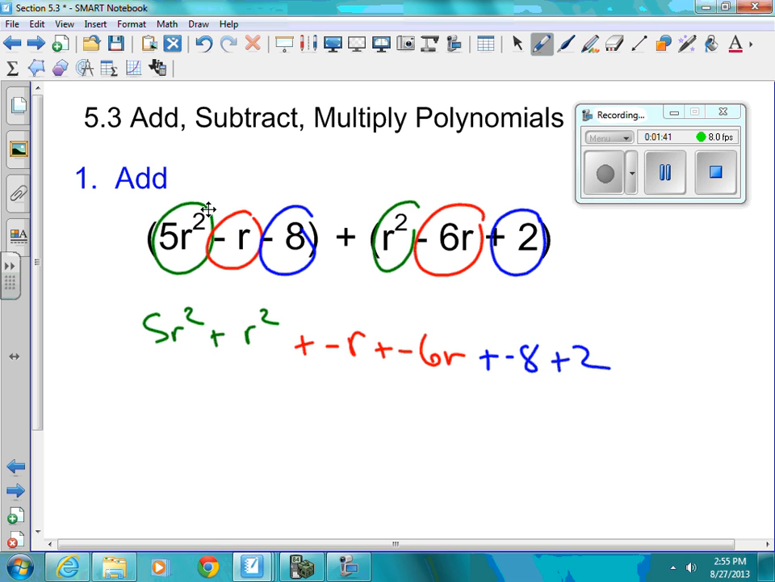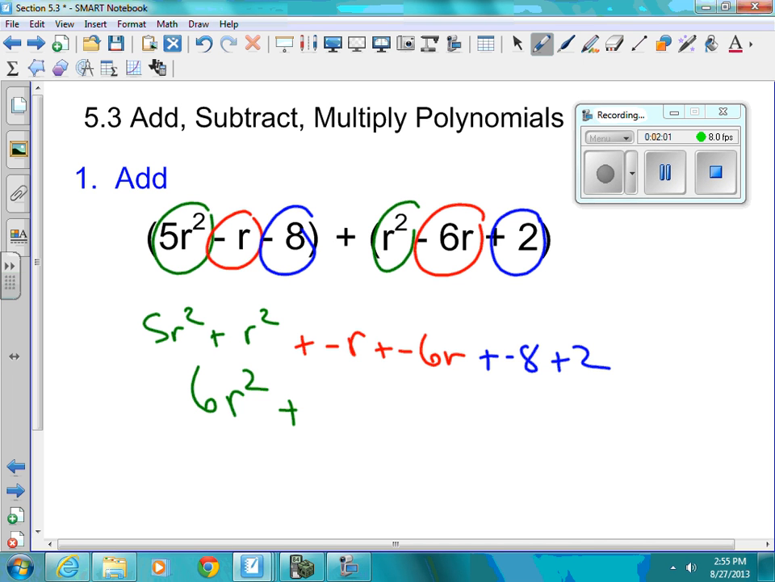So we're just going to combine like terms individually. What is 5r squared plus 1r squared? Is it 6r to the 4th power? If you thought that, you are incorrect. We only add the coefficients. If we identify two terms to be like terms, the variable stays the same, and the exponent stays the same. 5 plus 1 is 6r squared.